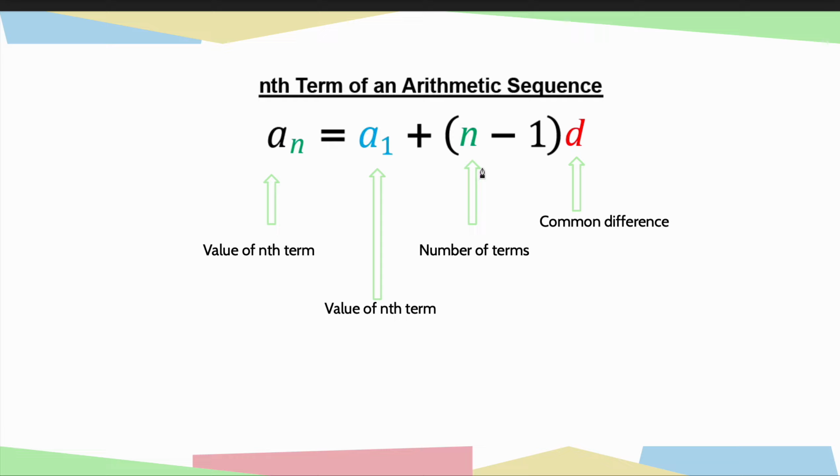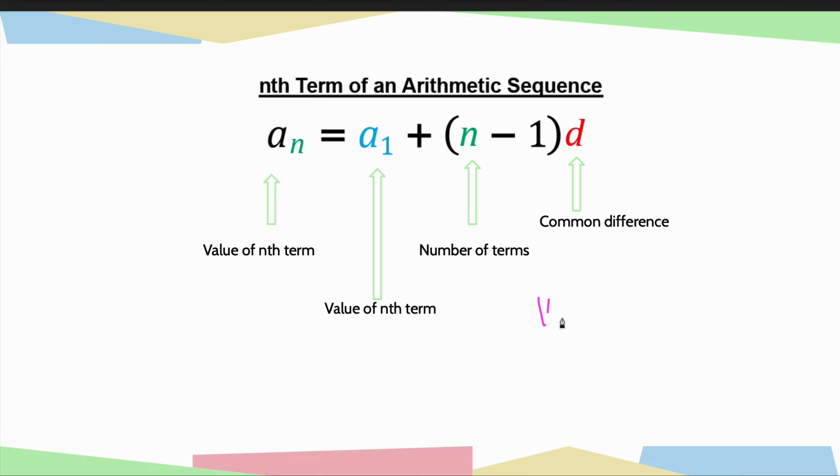N is also pretty straightforward. That's just the total number of terms in the sequence. So it could be like 1, 2, 3, right? That would have 3 terms, so my N would be 3. This is where it gets a little more tricky, but bear with me. Anytime you see A, that's going to represent the value of this position.